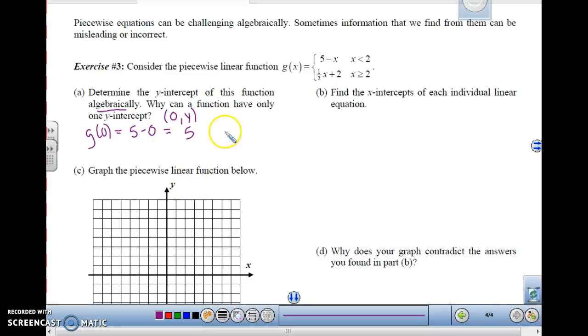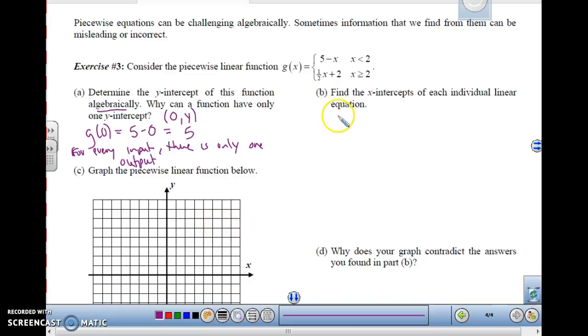Now, why can the function have only one y-intercept? Because for every input, there can only be one output for it to be a function. So you can't have an x equals 0 and have a different y. There is only one output. So if x equals 0, y is going to be 5.